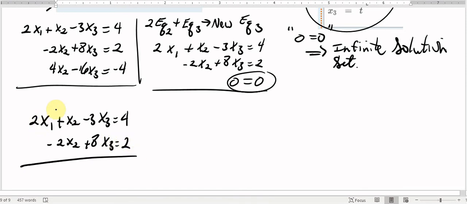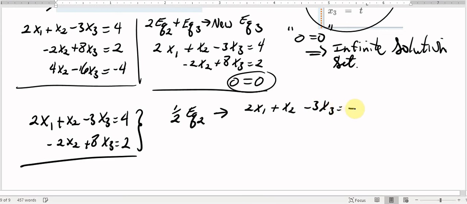Now we said that you can multiply an equation by a non-zero number. So let's just take and multiply the second equation by 1/2. So 1/2 times equation 2. So equation 1 stays the same. I'm going to rewrite that one. So this just becomes negative x sub 2 plus 4 x sub 3 is equal to 1.